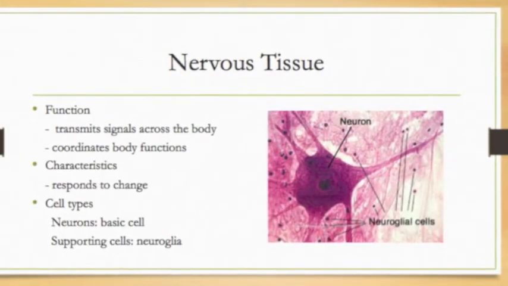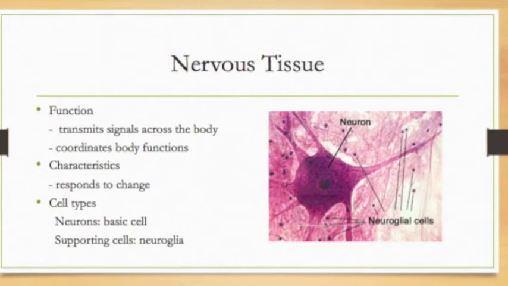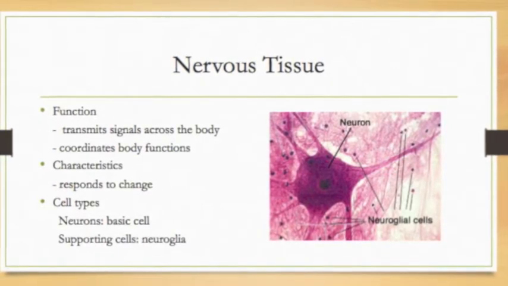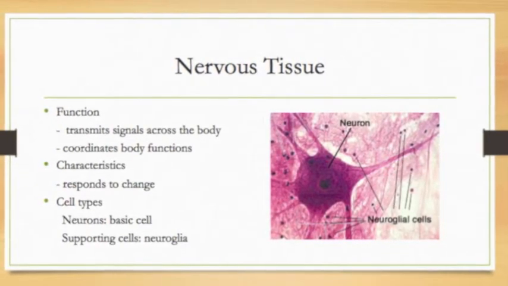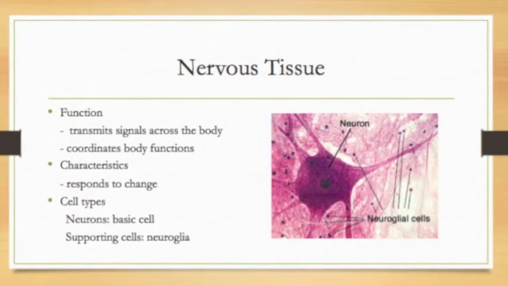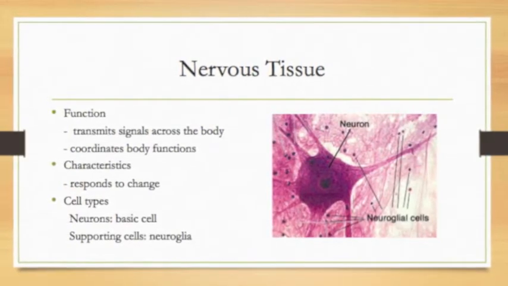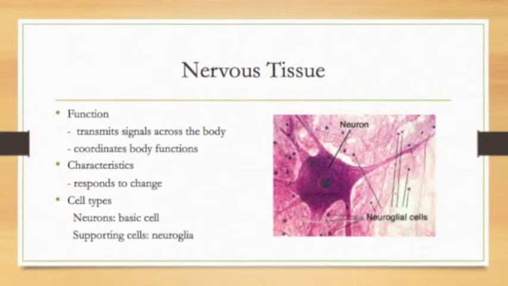Functions of the nervous tissue. It transmits signals across the body, coordinates body functions. Characteristics are it responds to change, and cell types are neurons, which are basic cells, and supporting cells, neuroglial.